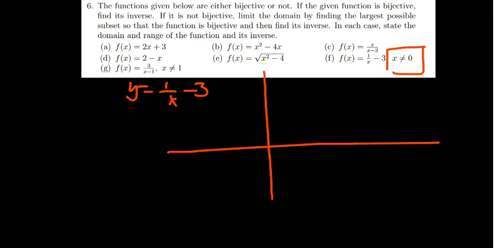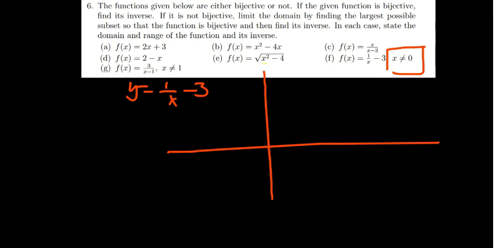So if you have some more energy, try this one out. So y is equal to 1 over x minus 3. So the first restriction I'm seeing is that x of course should not be equal to 0. So that already gives us a vertical asymptote.